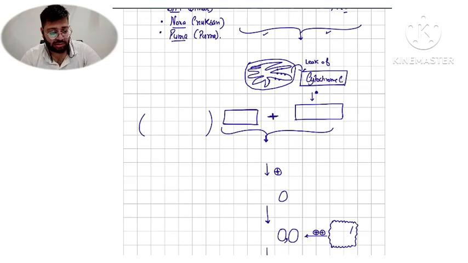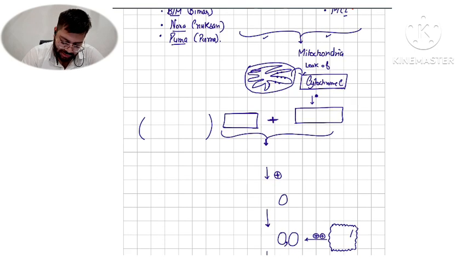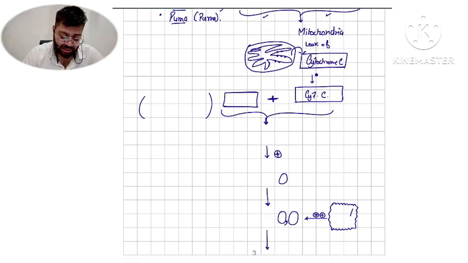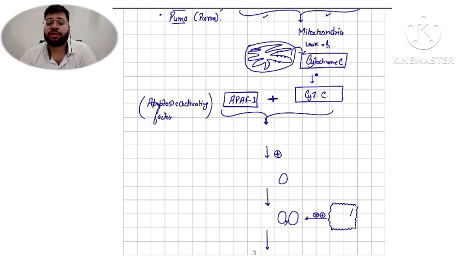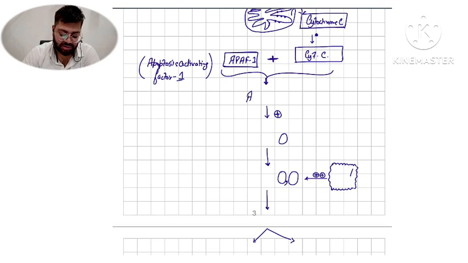I will write here: leakage of cytochrome C from mitochondria. This is the correct spelling. What will happen with this cytochrome C? Cytochrome C will come to the cytoplasm and combine with a factor called APAF1, that is apoptosis activating factor 1. This is present in the cytoplasm and it will combine with cytochrome C, which is leaked from the mitochondria, and form an entity called the apoptosome.